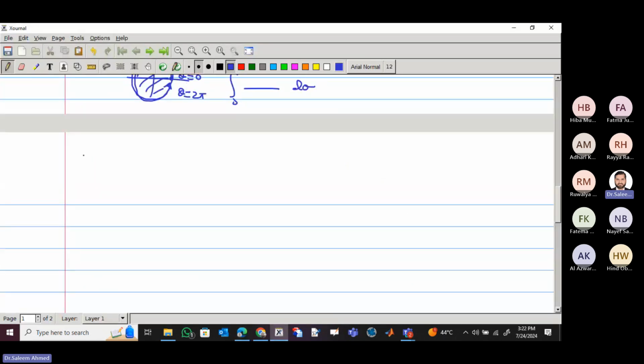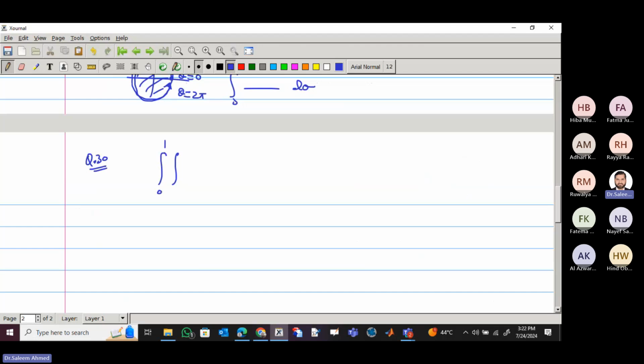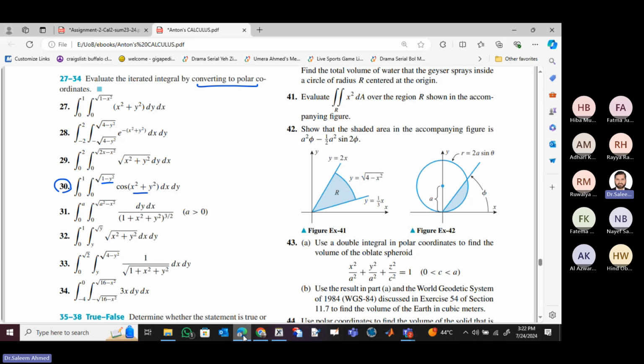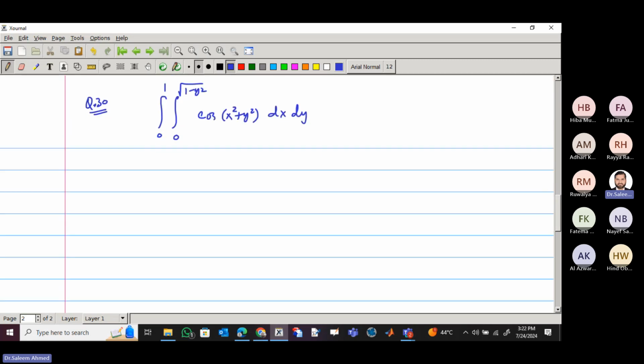So let's see the 30th problem. They gave me the integral from 0 to 1, 0 to 1 minus y square, of cosine x square plus y square dx dy, right? I know that this integral came from cos of x square plus y square. I will write dx dy as dA over some area, right? Usually this question is given and we write it like that. But now we are coming the other way around. We came back from here.